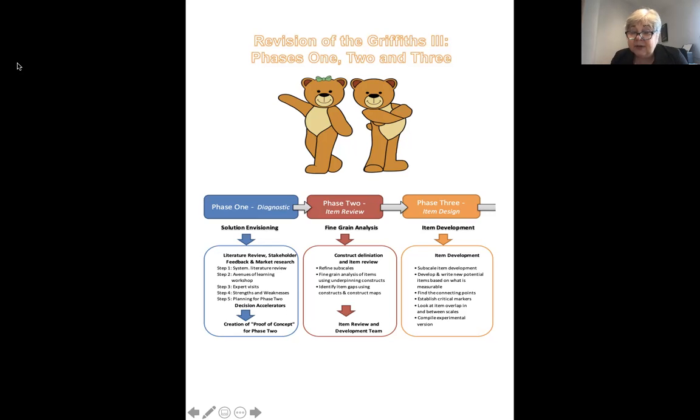We developed 5 subscales, so we looked at items within each of these. We developed and wrote new potential items based on what was in need. We found the connecting points, established critical markers, and looked at any overlap between the various subscales. And we combined an experimental version.